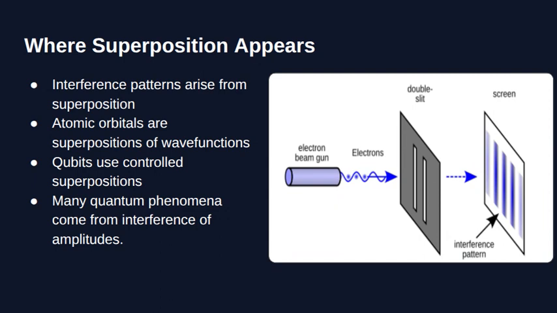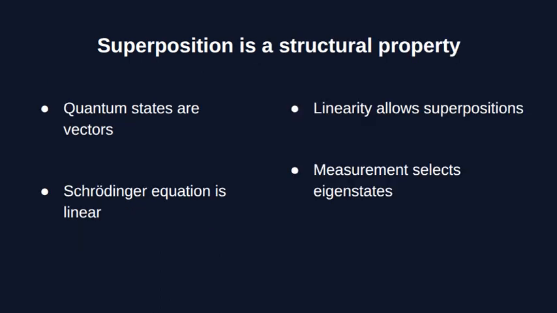The key idea is that superposition is not a strange extra rule of quantum mechanics. It comes directly from the mathematical structure of the theory. Quantum states are vectors in a vector space, and the Schrödinger equation is linear. Because of this linearity, linear combinations of valid states are also valid states. Measurements then select one of the eigenstates, with probabilities determined by the coefficients of the superposition.